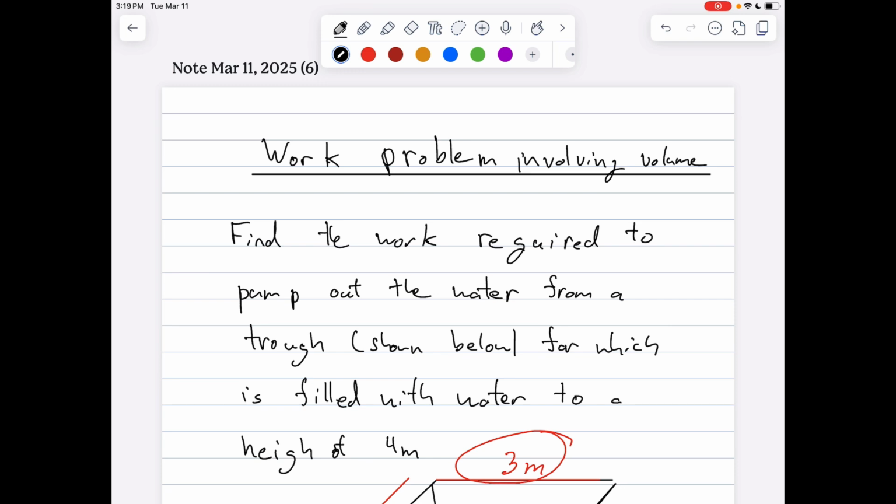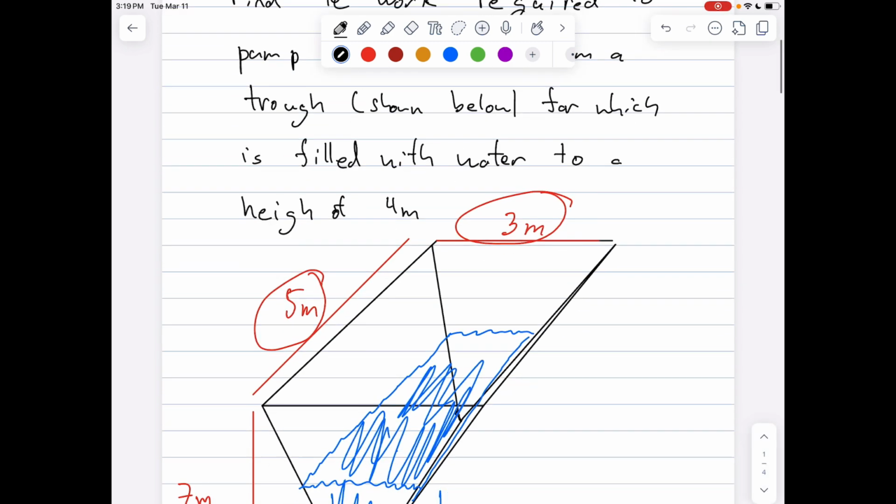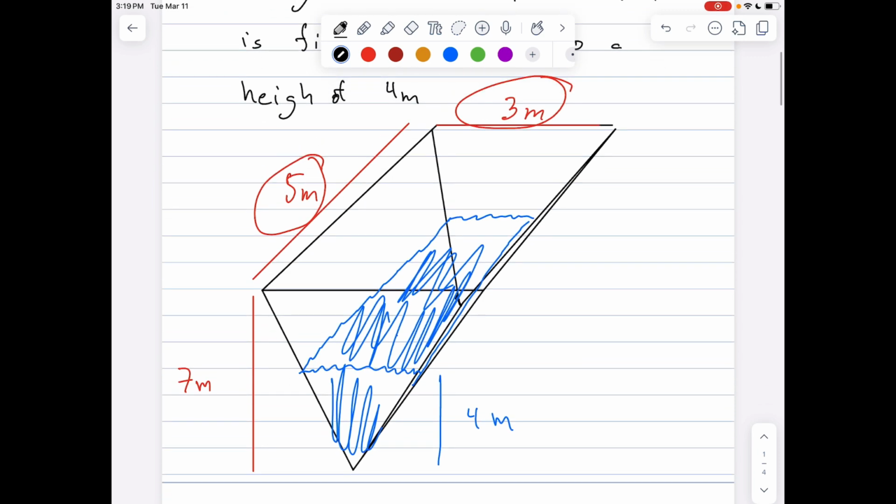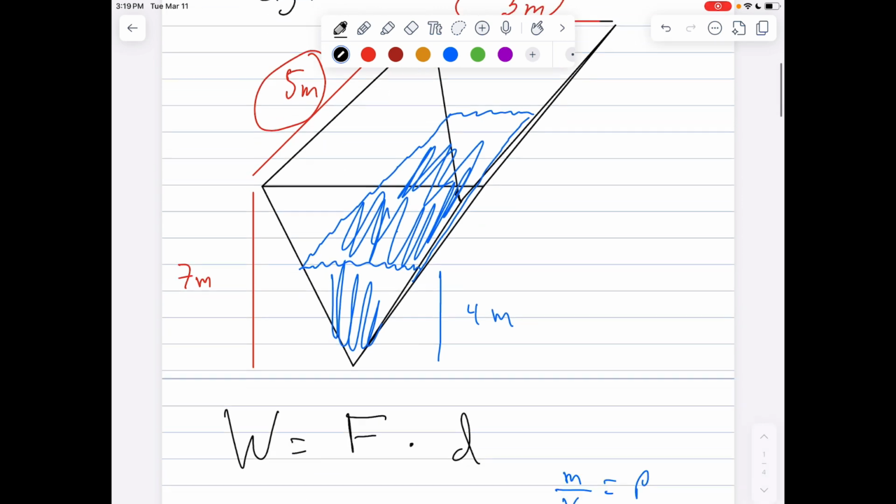Find the work required to pump out the water from a trough, shown below, which is filled with water to a height of 4 meters. So we have this trough here, which looks like this rectangular prism, and it's got a length of 5 meters, a width of 3, and a height of 7, and the water is filled all the way up to 4 meters from the bottom.